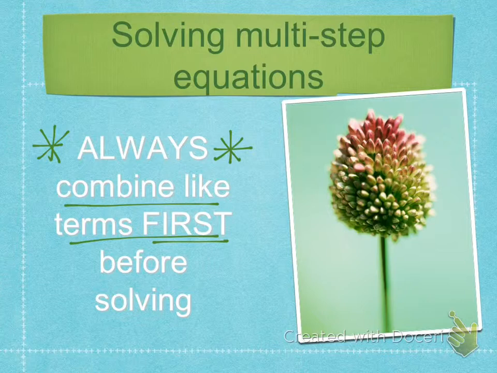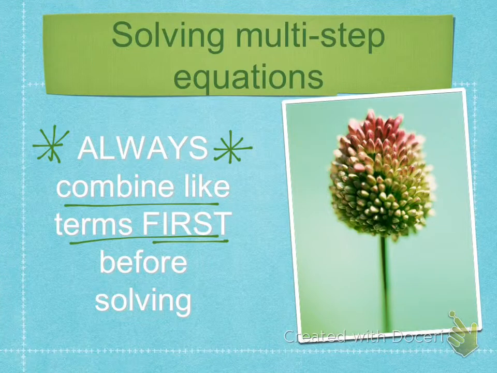Okay, what that means is in multi-step equations, I'm going to have different numbers, different terms, that need to be combined with one another before I can say x equals this, okay? So that's what that step means. If you remember, always combine like terms first, you will have no problem solving these equations, okay?